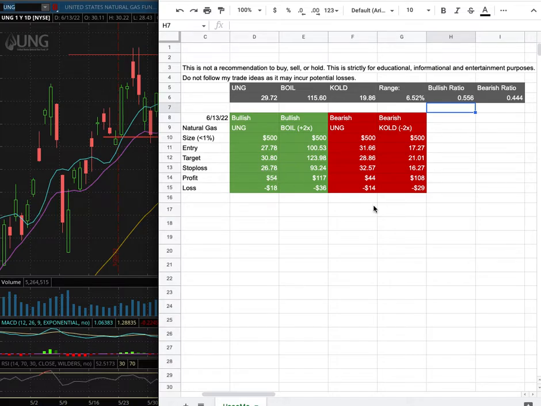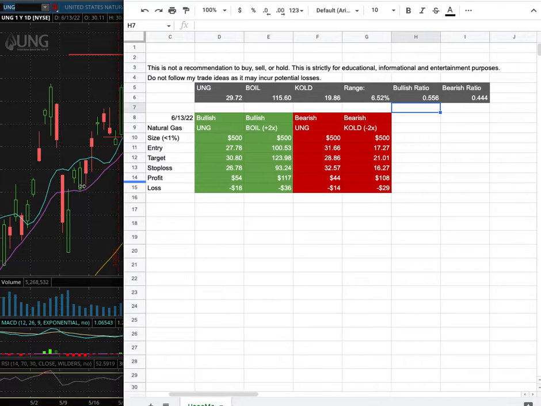However, if I were to open a short position, my entry is at $31.66, and that is this range there. My sell target is at $28.86, and my stop loss is at $32.57. So whichever entry price were to hit first, that'll be my position of the week.